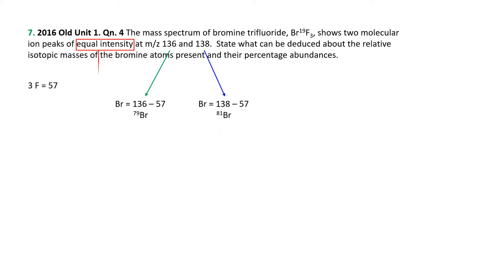Now, the fact they're equal intensity tells you that they are of equal abundance. So in other words, half the molecules in there are bromine 79, and half the molecules are bromine 81.